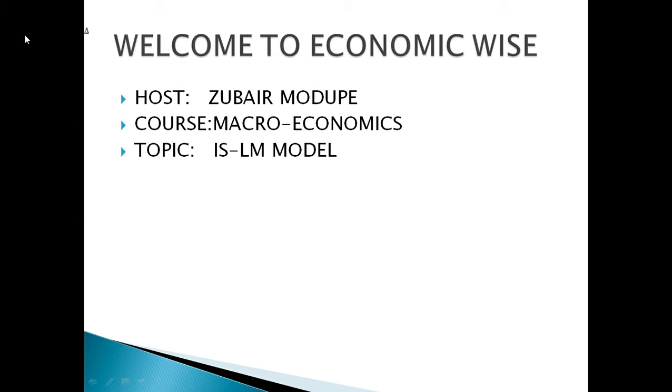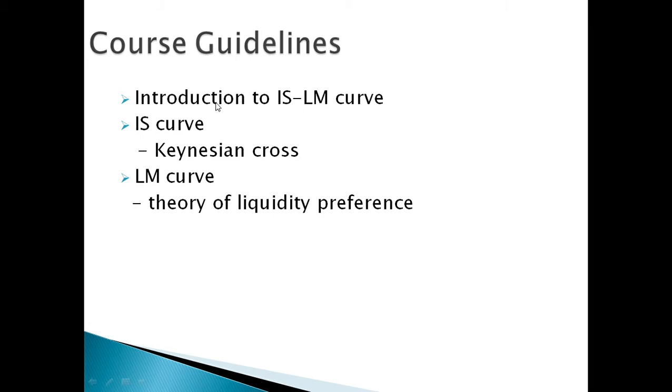So the topic we'll be looking at is the ISLM model. This is our course guidelines. Firstly, we'll be looking at the introduction to the ISLM curve. We'll also look at the IS curve. Under the IS curve, we explain what the Keynesian cross is, and also the LM curve. Then we explain what the theory of liquidity preference is.